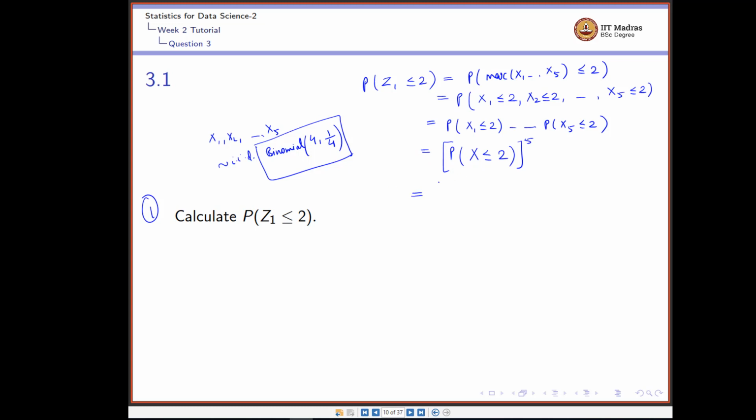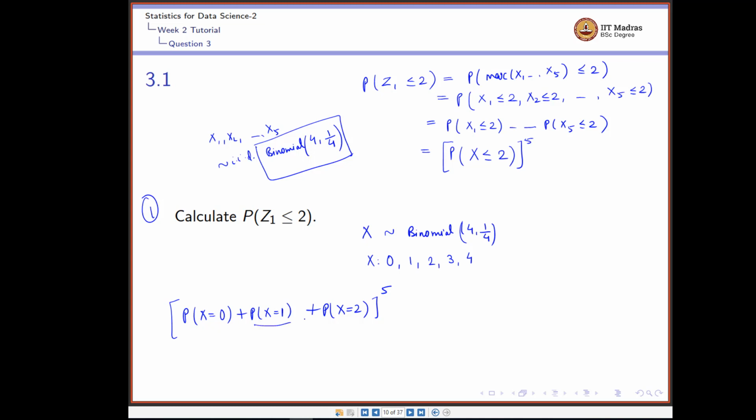So let's see. X is Binomial(4, 1/4), so X will take the values 0, 1, 2, 3, 4. The probability that X is less than or equal to 2 means we take the probability that X takes the value 0, plus X takes the value 1, plus the probability that X takes the value 2, all this to the power 5. So now we'll have to find these three probabilities.